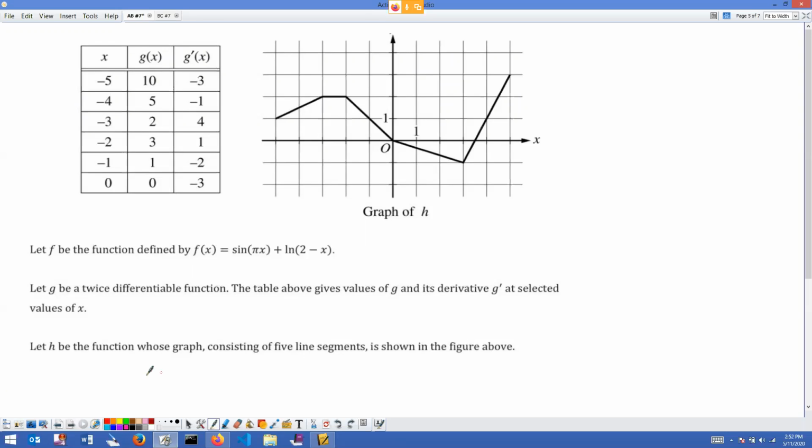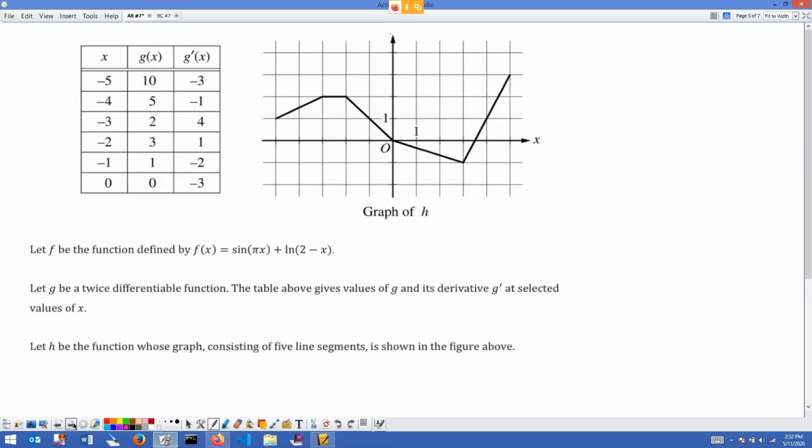So first off, we know that f is some function that's sine pi x plus ln 2 minus x. G is twice differentiable and follows this chart. And H has 5 line segments and follows this graph.